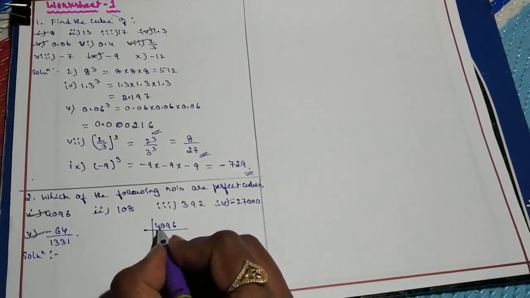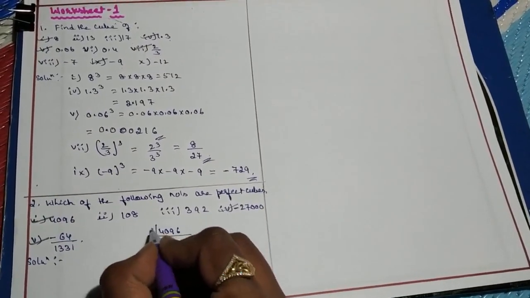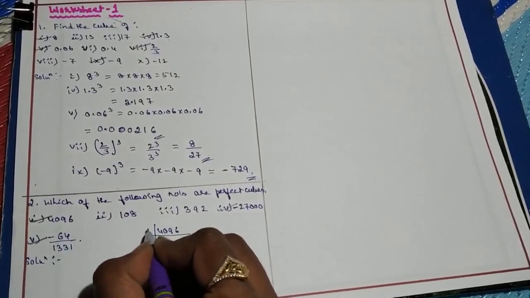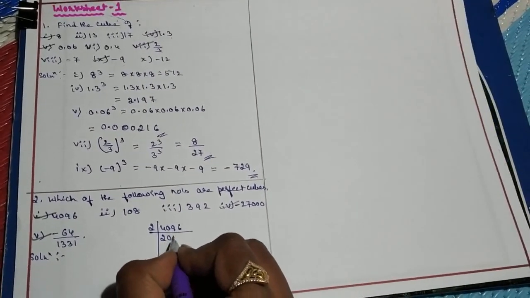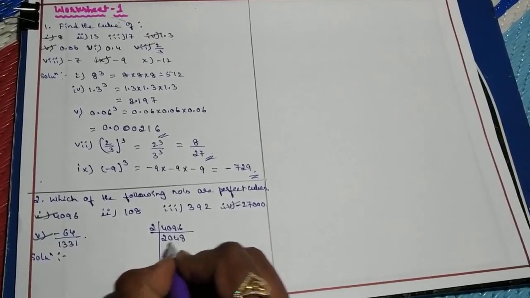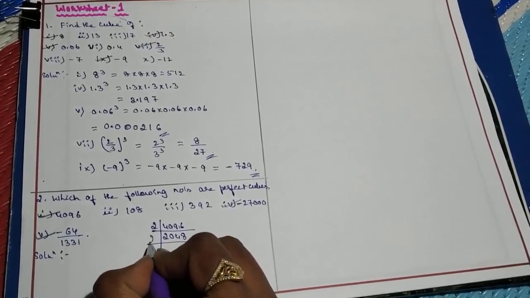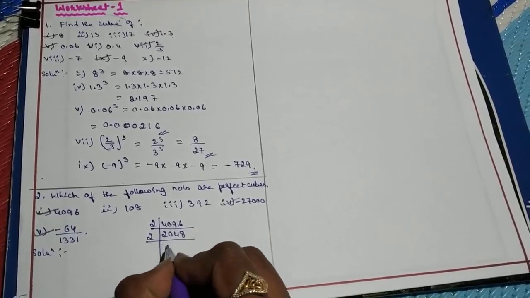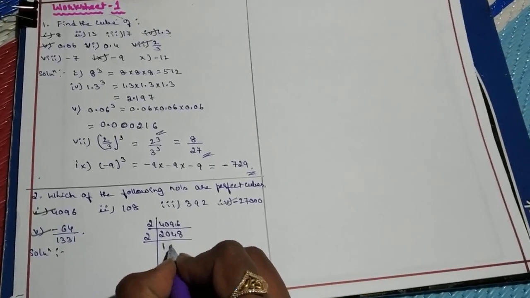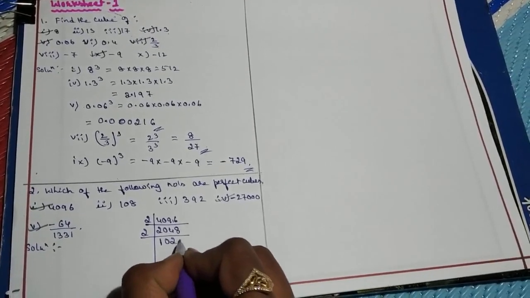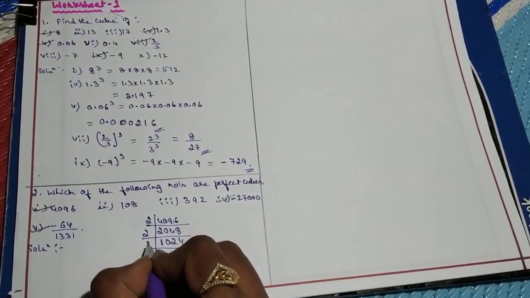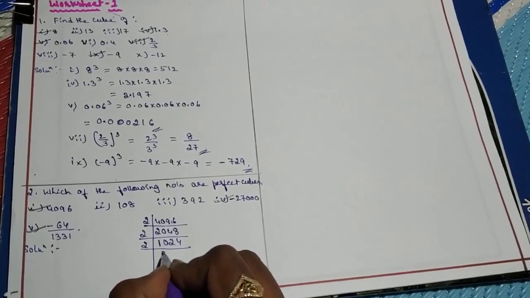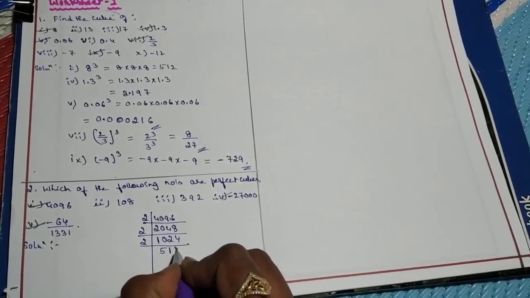So considering the number 4096, since it is ending with the digit 6, I'll go with the 2 table. 2 2s are 4, 0, 2 4s are 8, 1 remains, 2 8s are 16. Next, it is ending with 8 in the units place, so again I'll go with the 2 table. 2 1s are 2, 0, 2 2s are 4, 2 4s are 8. Again in the units place ending with an even number, we'll go with the 2 table. 2 5s are 10, 2 1s are 2, 2 2s are 4.